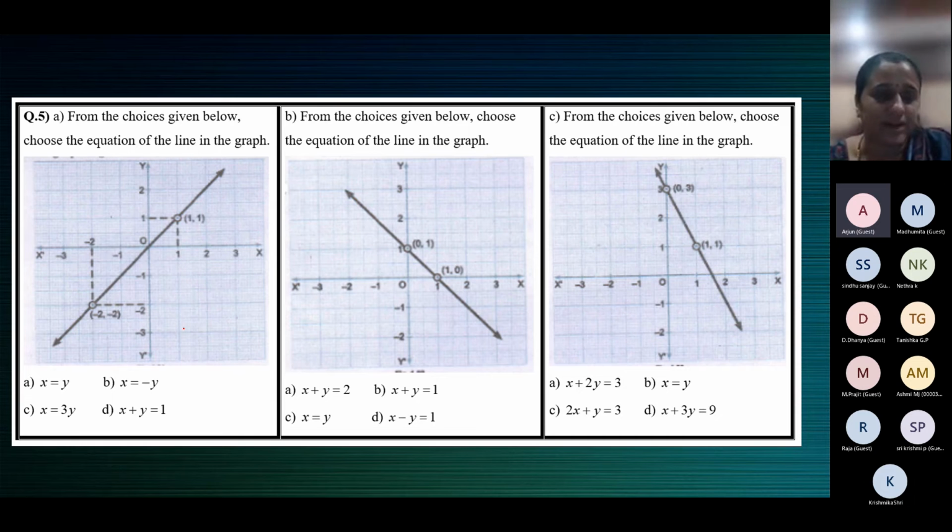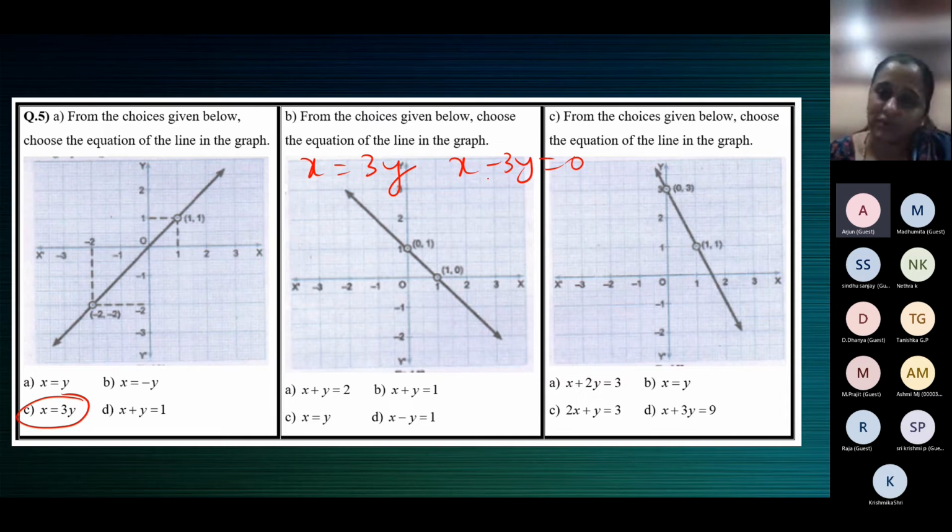See, children, I'll explain again. I'm taking this option, x is equal to 3y. You can also write this as x minus 3y is equal to 0, children. Okay, maybe this is convenient for you. X minus 3y is equal to 0. Let's take it like that. What is the LHS? X minus 3y.